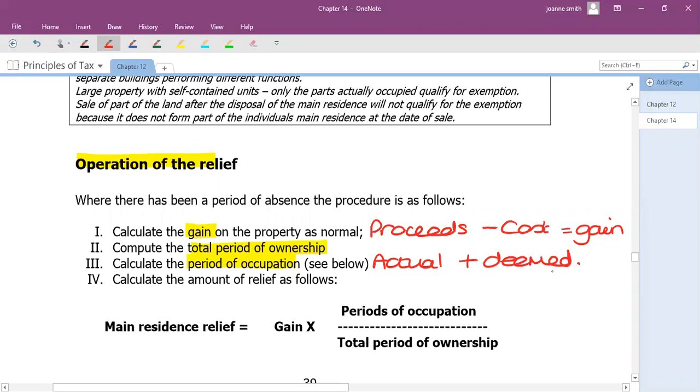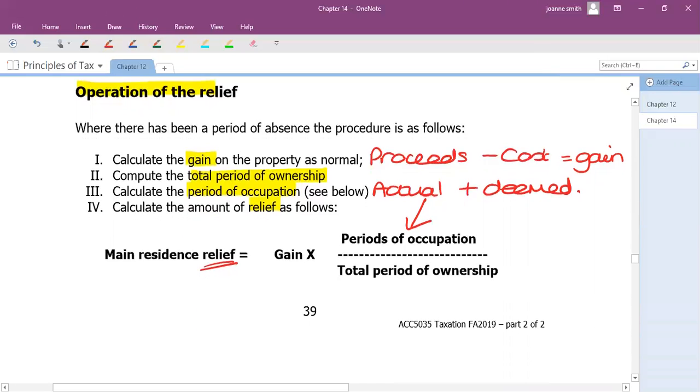And then finally, you'll calculate the relief. The relief is calculated by multiplying the gain by the period of occupation, i.e. the actual and the deemed, over the total period of ownership. So let's say you've lived in it 4 out of the 10 years, then the gain will be calculated and multiplied by 4/10. So 4/10 of the gain will be exempt. It will get the relief, and the remainder of the gain will be chargeable.